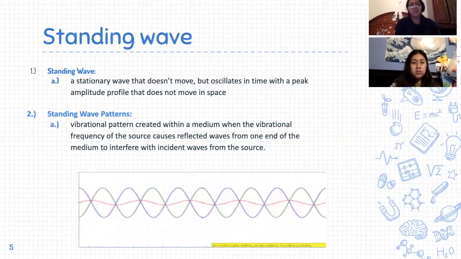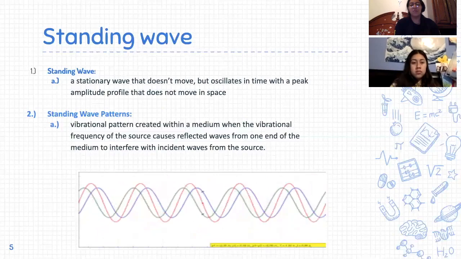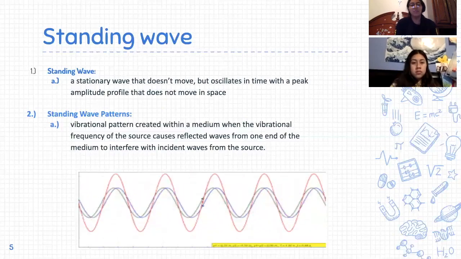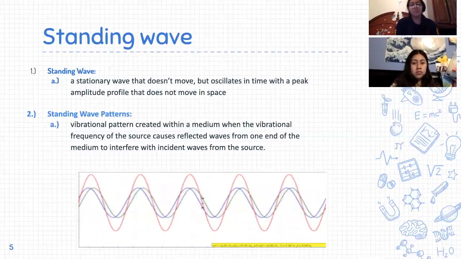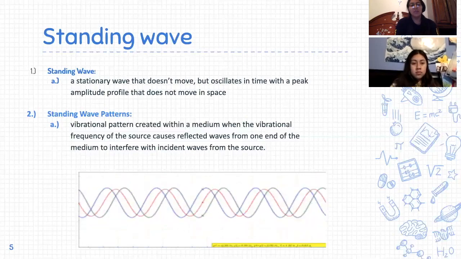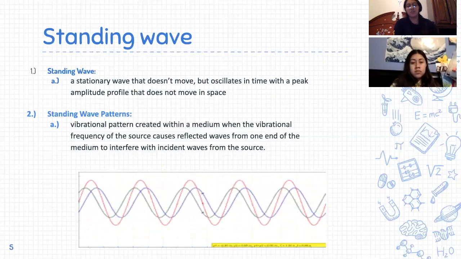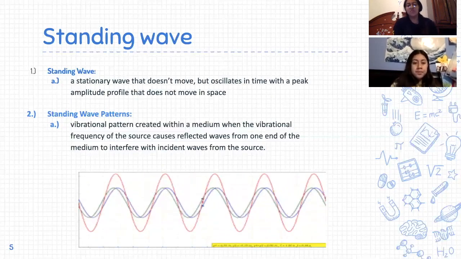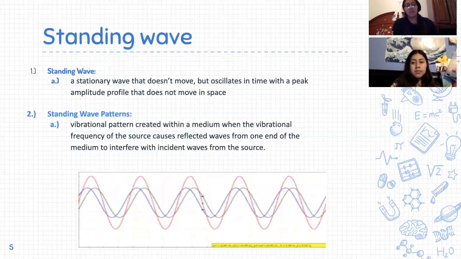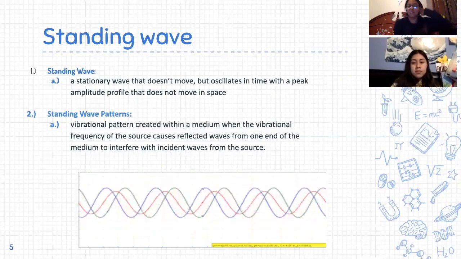So a standing wave is a stationary wave that doesn't move but oscillates in time with a peak amplitude profile that does not move in space. And a standing wave pattern is a vibrational pattern created within a medium when the vibrational frequency of the source causes reflected waves from one end of the medium to interfere with incident waves from the source.